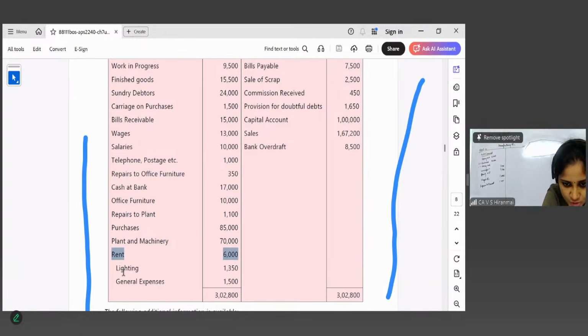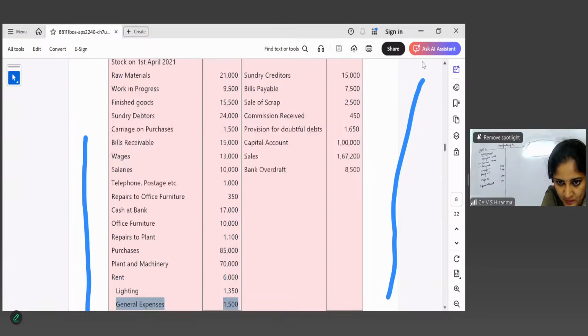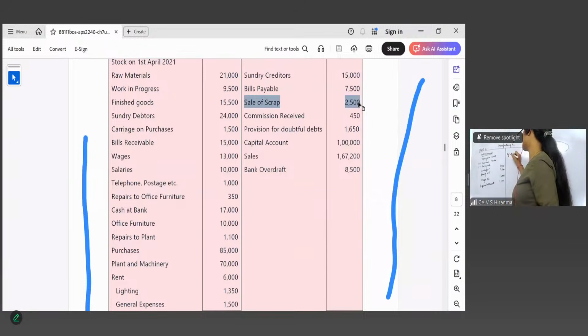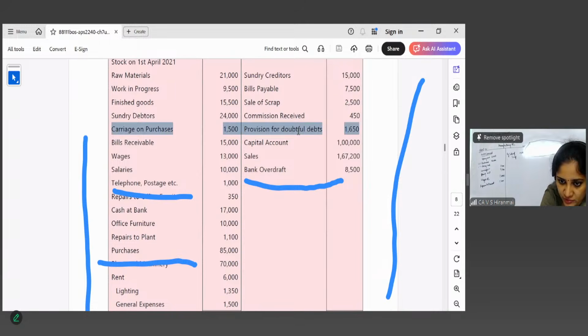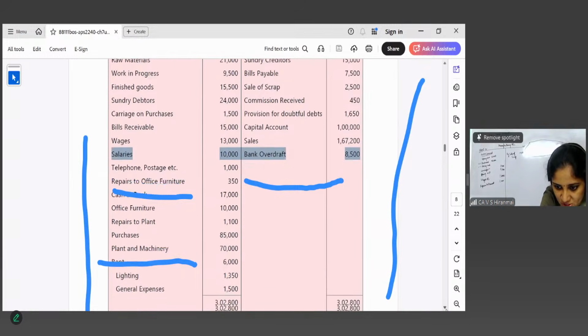You have rent, you have lighting. Rent and lighting, there is an adjustment which I will tell you. General expenses will go to the P&L account. Okay. Now come to the credit side. You have sundry creditors, balance sheet. Bills payable, balance sheet. Sale of scrap will come on to the credit side of your manufacturing account. Sale of scrap is 2,500. Okay. Now commission received, P&L account income, provision for doubtful debts, P&L account debit side, capital account is given which will go to the balance sheet, sales account to the trading account, bank overdraft to the balance sheet liability.